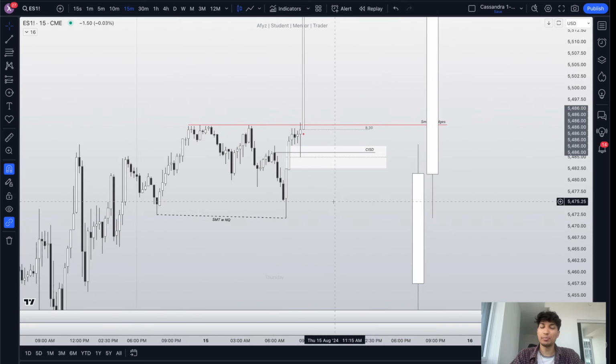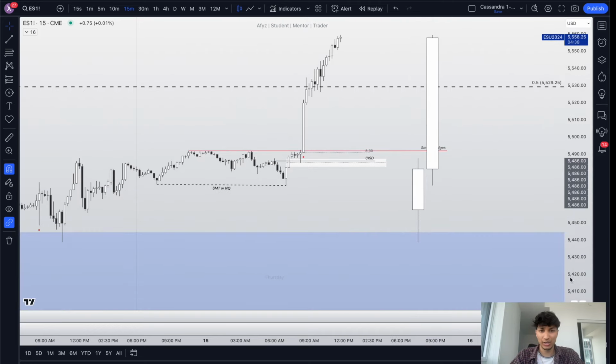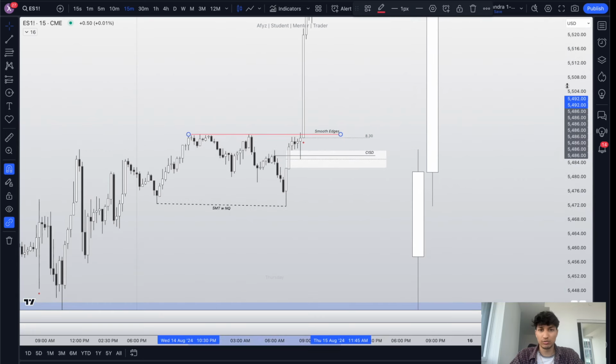Now, how do I position myself with this thesis that price is going to expand higher, having already manipulated? Well, now we look for entry patterns, order blocks, whatever entry pattern best fits your taste, once we've established the narrative that this should be the low of the day.